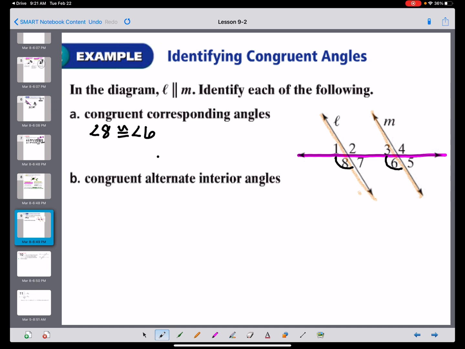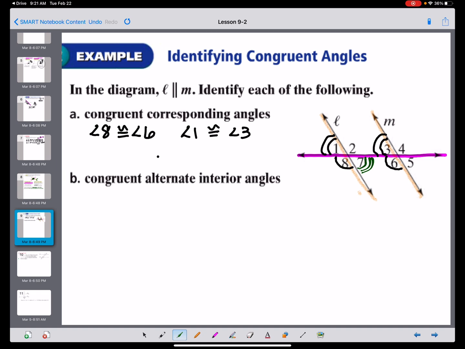Let's find some more. I see that angle 1 is above the transversal, but to the left of the orange line. Angle 3 is also above the purple transversal and to the left of its orange line. So angle 1 is congruent to angle 3. But wait, there's more. How about angle 7? I'll use 3 lines this time.